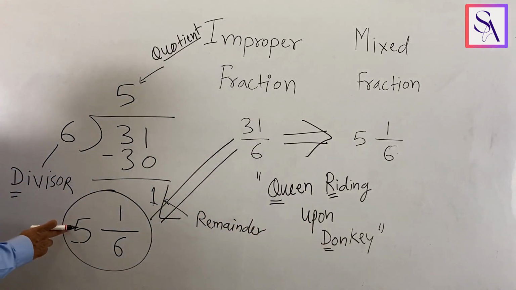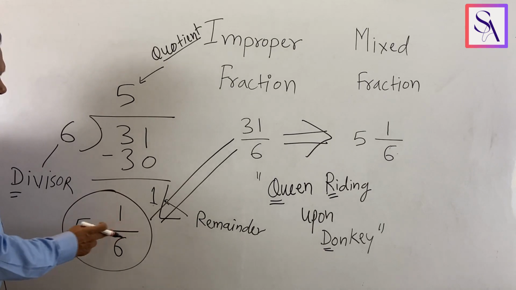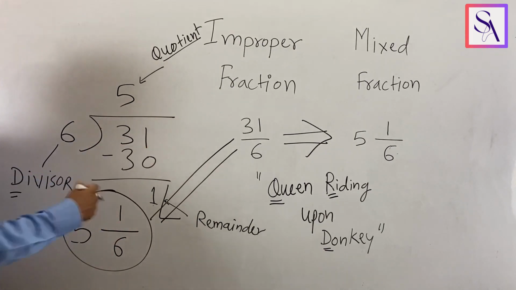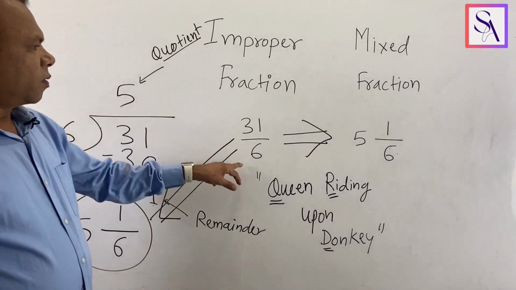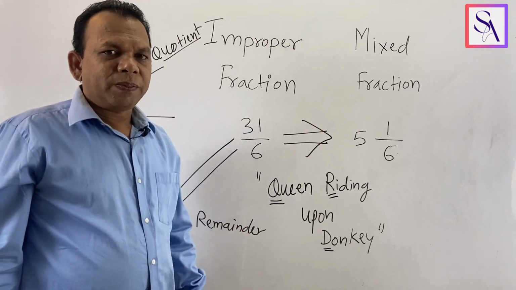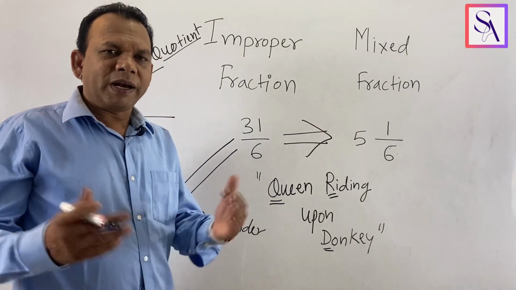So you have to write quotient here, remainder here, upon divisor. Like that you can convert an improper fraction into a mixed fraction. We will see another example so that it will be clear for you.